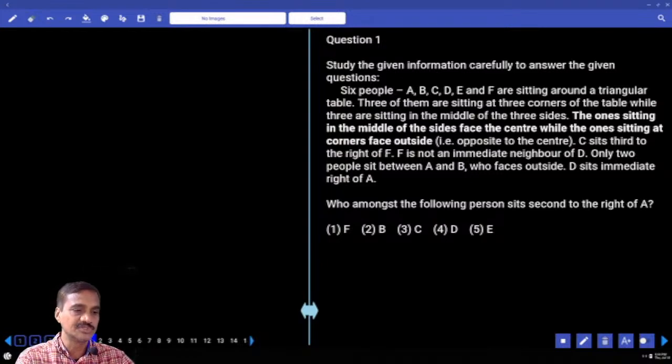Then come into this paper number 69. Now in this 69, there are 6 people at a triangular table. Now 3 of them are seated at the corners, 3 at the center.